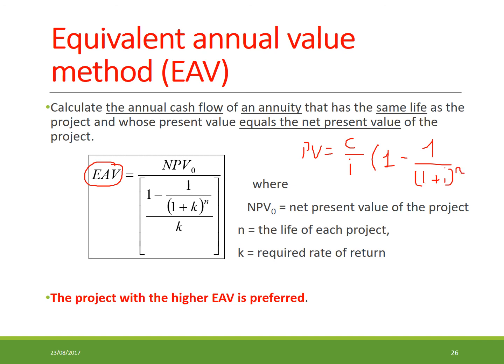For simplicity, I'll just be using K here to be consistent with this formula. Okay. So if we rearrange this equation, what do we have? So C divided by K is equal to PV divided by this whole thing, right?